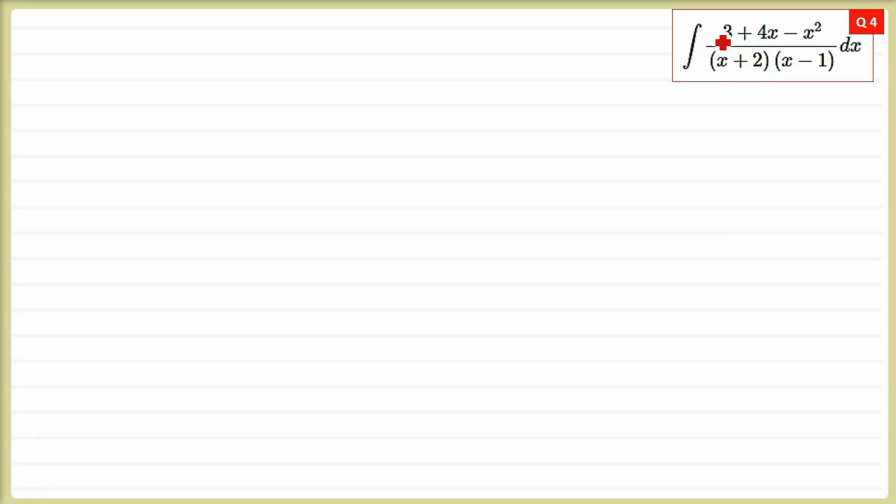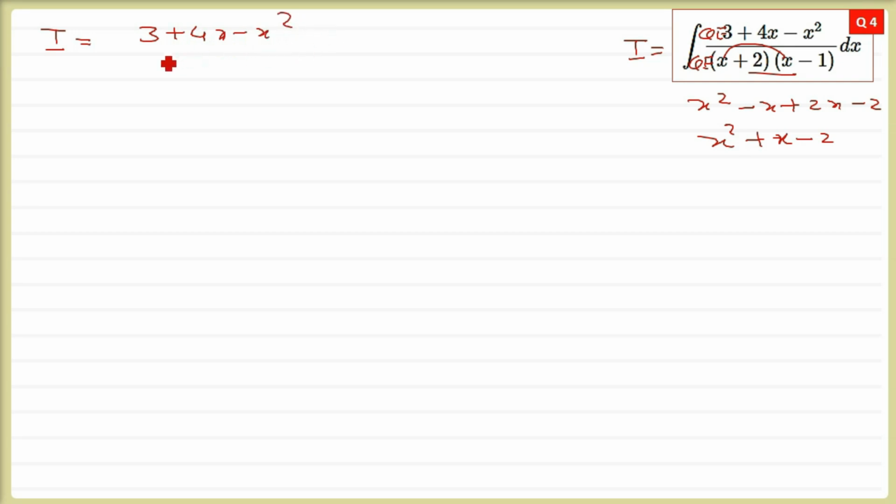Now in this question, we have a quadratic expression in the numerator. We have x plus 2 and x minus 1, that is we already have factors in the denominator which will form a quadratic. So x plus 2 and x minus 1 have to be multiplied first. That will give you x square minus x plus 2x minus 2, so x square plus x minus 2. This integration, let's write I here. It will be 3 plus 4x minus x square, and I'm writing the denominator as x square plus x minus 2, which we got after multiplying x plus 2 and x minus 1.